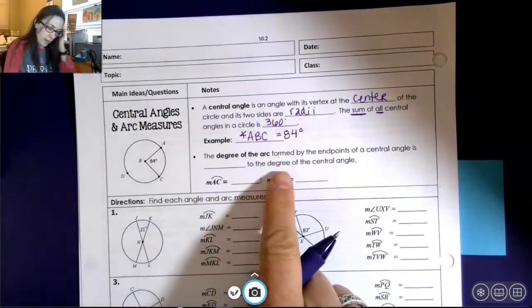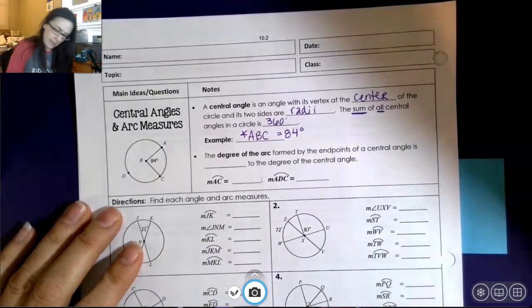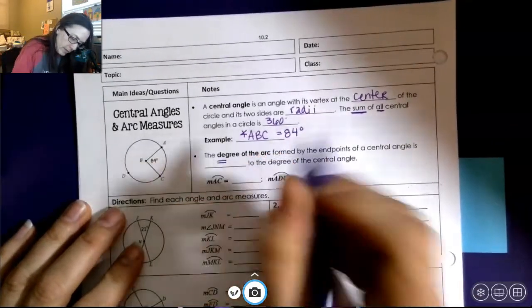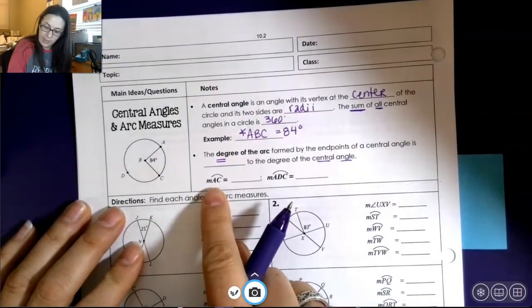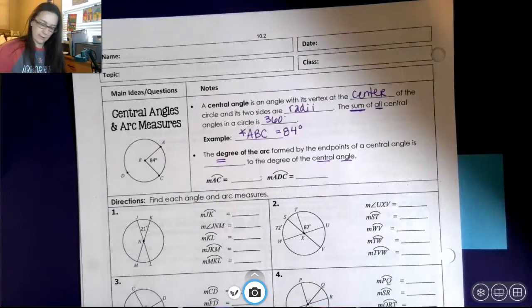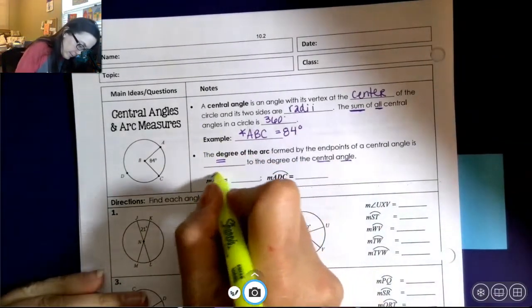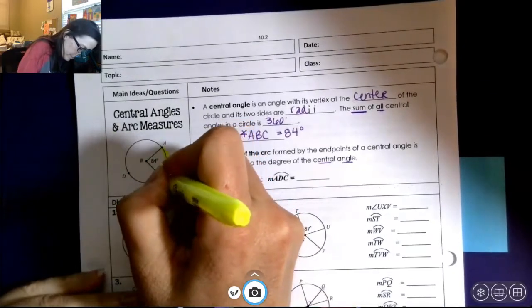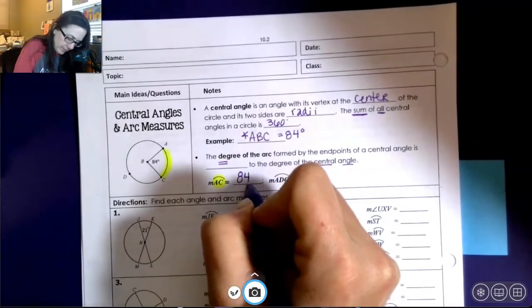The degree of the arc formed by the endpoints of the central angle is equal to the degree of the central angle. So if the measure of arc AC, here I'll highlight these for us so we know. Here, let's say we have AC right here. AC is going to be 84 degrees.